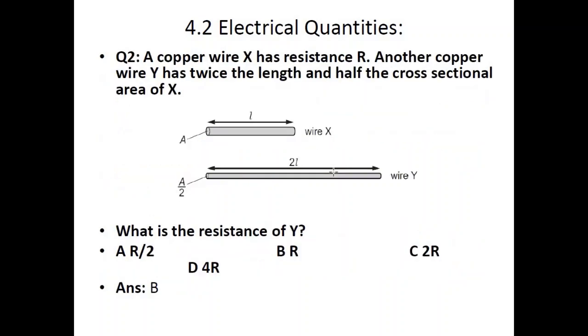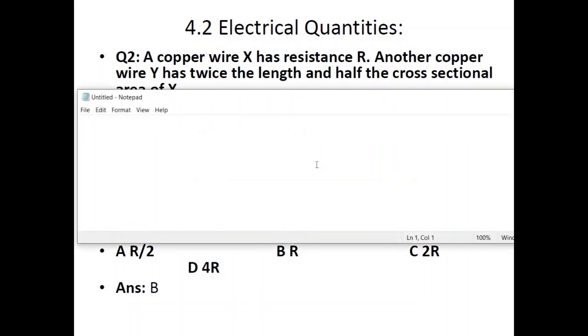A copper wire X has resistance R. Another copper wire Y has twice the length and half the cross-sectional area. What is the resistance of Y? Now the answer would be B. Why? We'll apply the formula over here. R equals rho L over A.